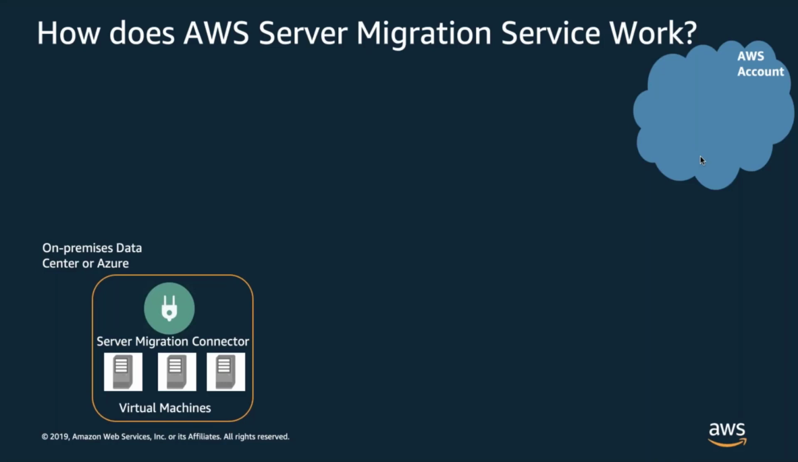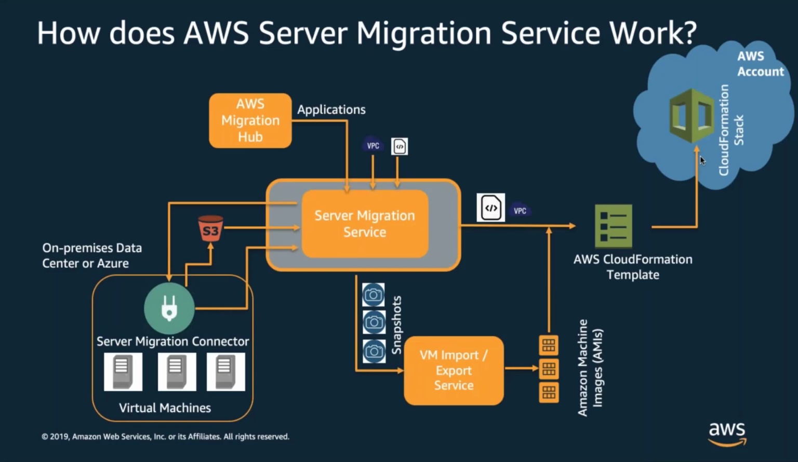Once this connector is deployed, you can use the Server Migration Service, which takes multiple steps, and it's all automated to help you migrate the workload. The first step is this connector is going to start taking snapshots of the virtual machines and store those in the S3 bucket. So with these snapshots available in S3, Server Migration Service can then start using another service, VM Import/Export Service, to convert those snapshots into Amazon Machine Images or AMIs.